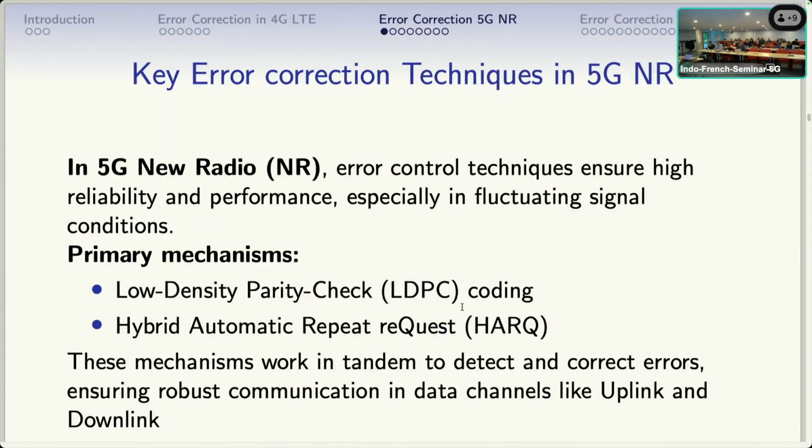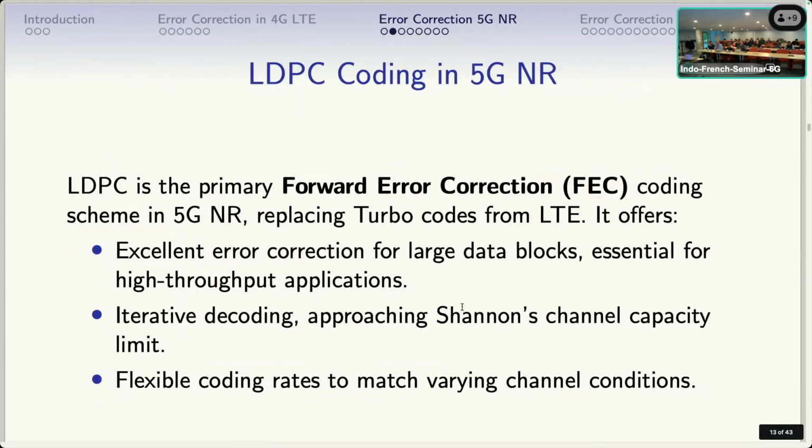These mechanisms work in tandem to detect as well as correct errors to achieve robust communication of uplink and downlink data transmission. In LDPC coding in 5G NR, one can see that it has excellent error correction, specifically for large data blocks, and it employs iterative decoding. In fact, turbo decoding is also iterative decoding.